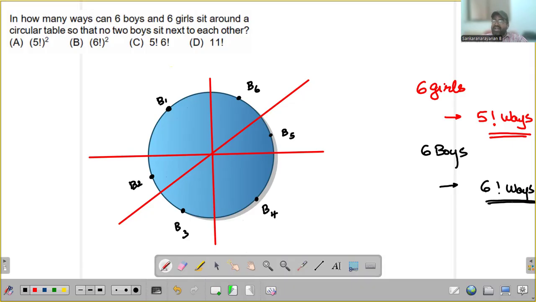So for boys and girls together, the final answer will be 5 factorial into 6 factorial. Looking at the options, option C reads 5 factorial into 6 factorial. So for this question, the final answer is option C. Okay, so that's for this particular question. Now let us go ahead with the next question.